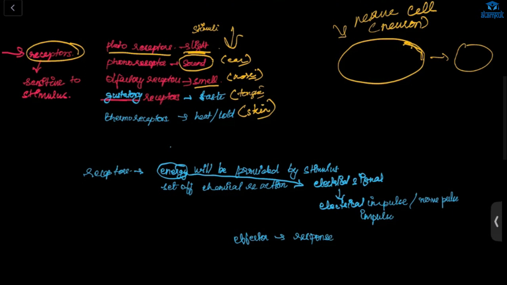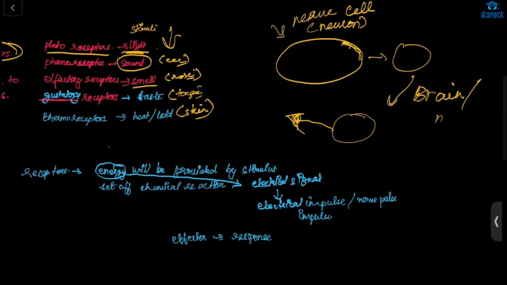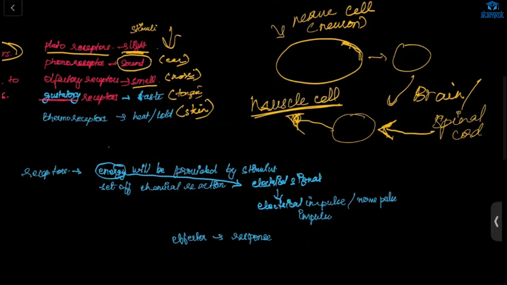The brain will give instruction on what to do. Then again from the neuron, the motor neuron, to the muscles. The muscles respond. Our hand moves, right? This is how it happens.